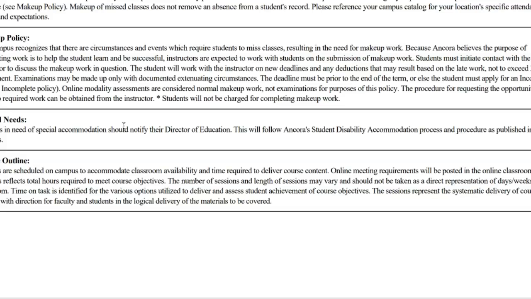Okay, so exams may only be made up with documented extenuating circumstances, and the deadline must be prior to the end of the term, or else the student must apply for an incomplete. Online modality assessments are considered normal makeup work, not exams for the purpose of this policy. So when we cover special needs, it's important to recognize what we consider special needs, right? So students in need of special accommodation should notify their director of education, which in our case is Miss Ann Carr, who's excellent.